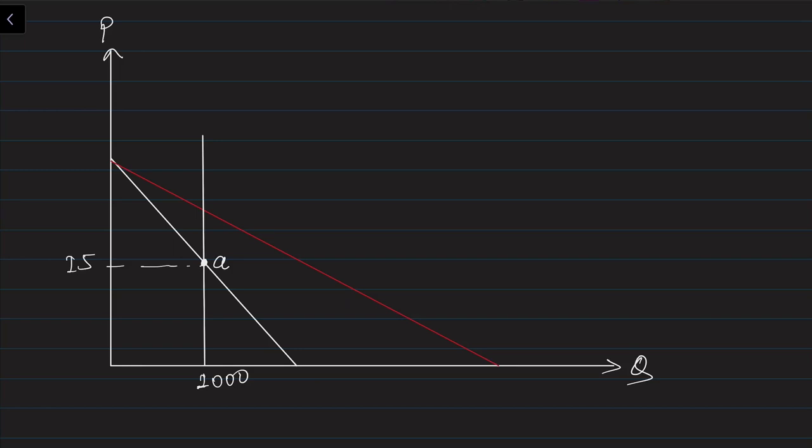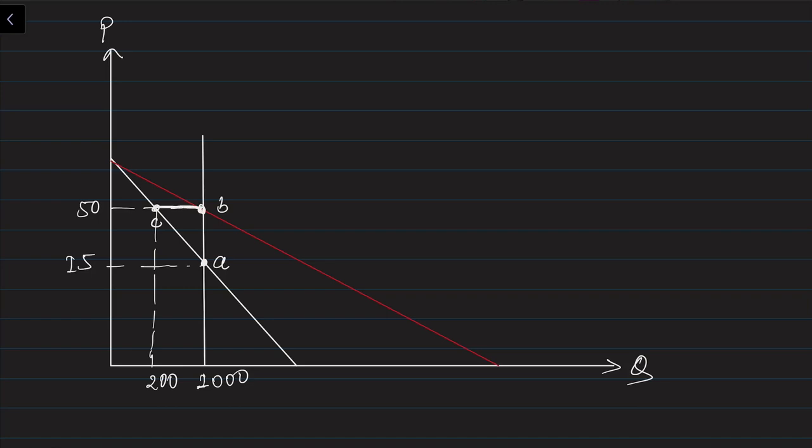Okay, and this is our next equilibrium. Let's say this is B, this point is C. Okay, and this is $50. Let's say the quantity at this point is 200.